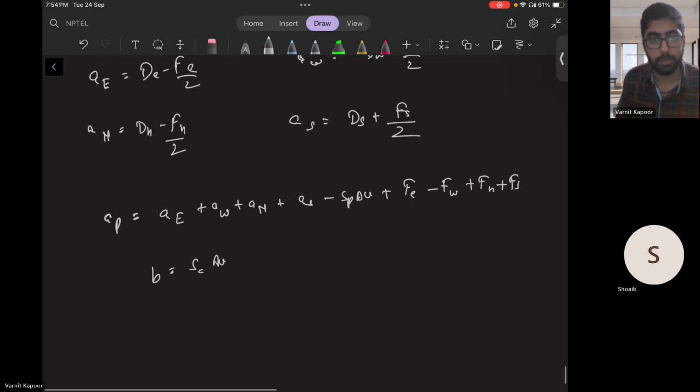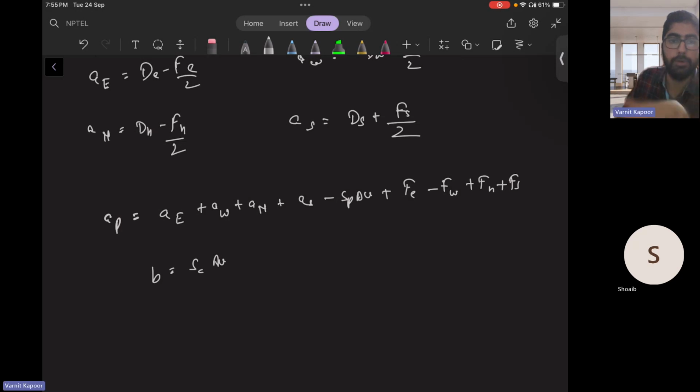Okay. Clear? No doubts? You have defined what F_E's are, what D_E's are, what the coefficients A_west, A_east, A_north, A_south and A_P are, and what B is.